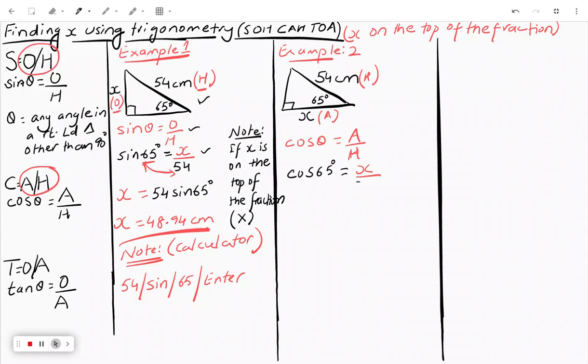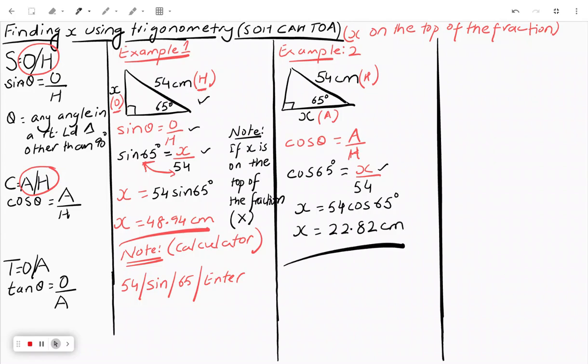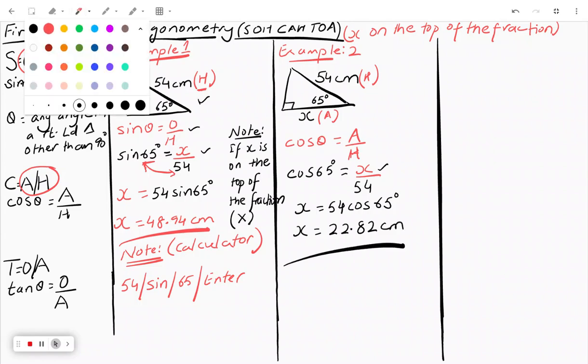Now see, x again comes out to be on the top of the fraction. So we simply multiply 54 and cos 65 together. That means my x is now going to be equal to x equals 54 cos 65 degrees. So I will use my calculator. I will just go 54 cos this time, 65, enter. And the answer I get is x equals 22.82 centimeters. Simple, isn't it? Okay, we are now ready for our third example.